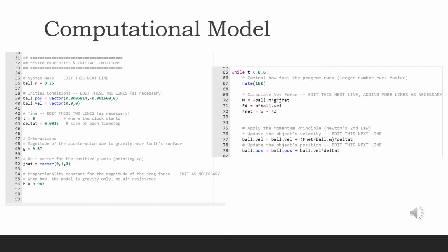We also have delta t, which is the change between each time frame. We have our g, which is our constant, which is very important to calculate our force due to the earth. And we have the value of b, which we're going to use to calculate our drag force.